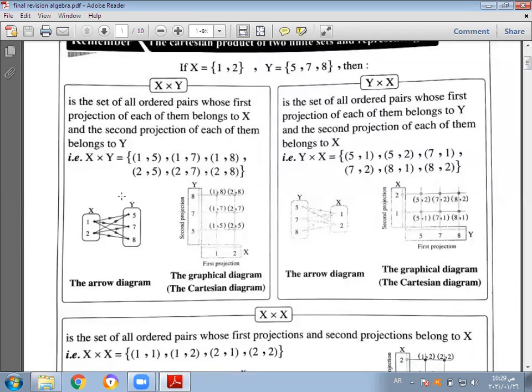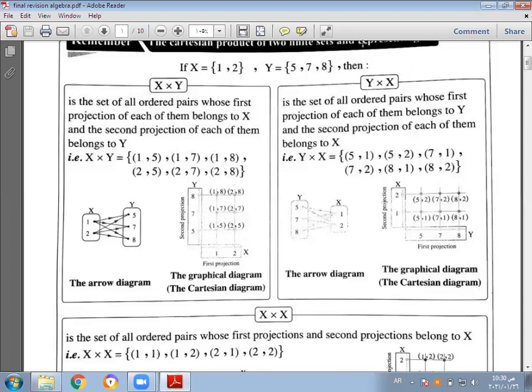and we can represent it by an arrow diagram and the Cartesian diagram. Arrow diagram, as we can see, we draw set x {1, 2}, we draw set y {5, 7, 8}. There is an arrow from 1 to 5 and from 1 to 7, from 1 to 8, as 2 from 2 to 5, from 2 to 7, from 2 to 8, and we can represent it by Cartesian diagram. We draw x on the horizontal line and y on the vertical line. x equals {1, 2}, y equals {5, 7, 8}. So (1,5) we put a point, (1,7) point, (1,8) point, and so on, (2,5), (2,7), (2,8).